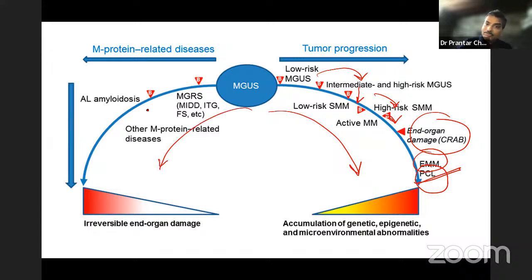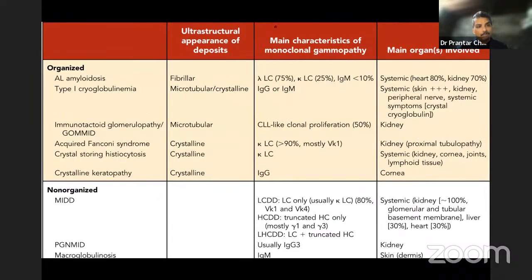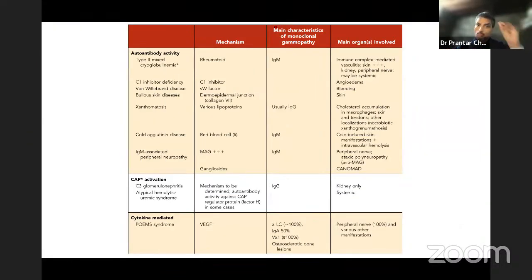It can lead to MGRS, it can lead to amyloidosis, and it can lead to MGCS and other diseases, which can lead to irreversible end organ damage. So when you get the patient here, keep your eyes and ears open, because depending on how the deposits are there, what type of deposit it is, it can even be POEMS syndrome, right?